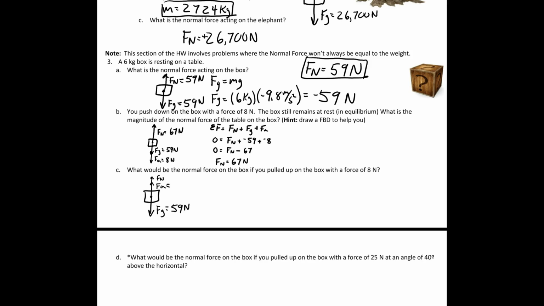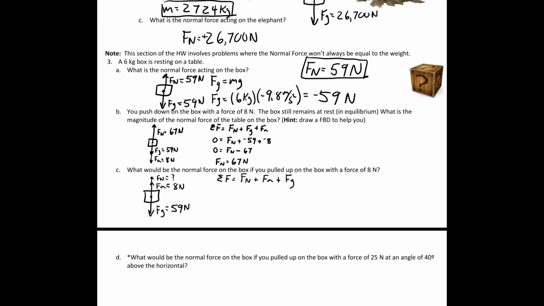You're applying a force upward of 8 newtons. We're looking for the normal force. Let's set up our equation. Don't be afraid of this equation. It's the sum of all the forces. So you write down all the forces that you just drew on your diagram: Fn plus Fa plus Fg. It doesn't matter what order you put them in.